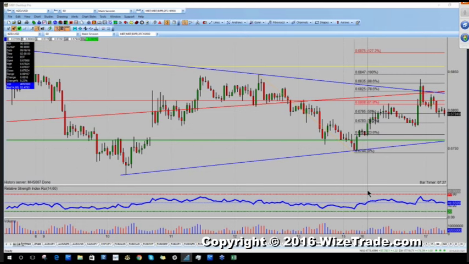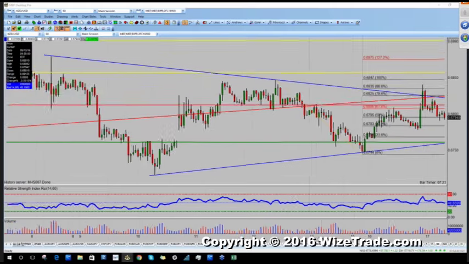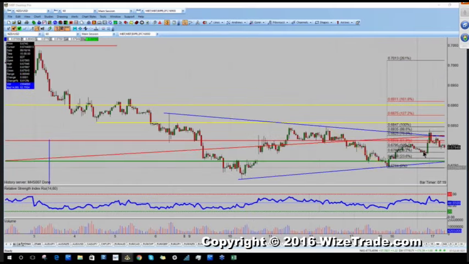Right now, the issue that we have with the Kiwi is we made a false breakout to the upside. What looks to be a false breakout. The question is, will that lead to a reversal? What we have to write down is resistance here at 68.40.